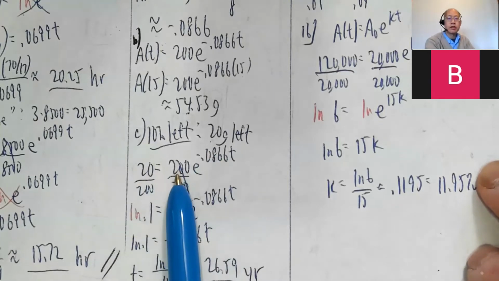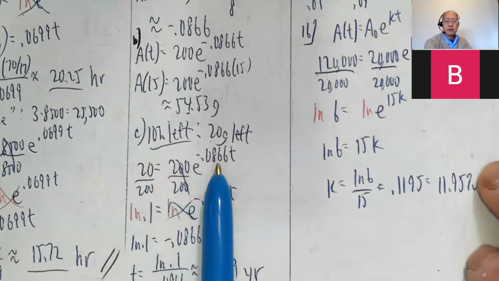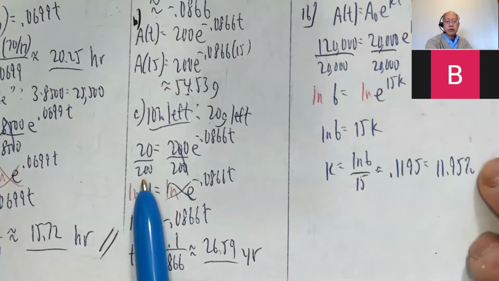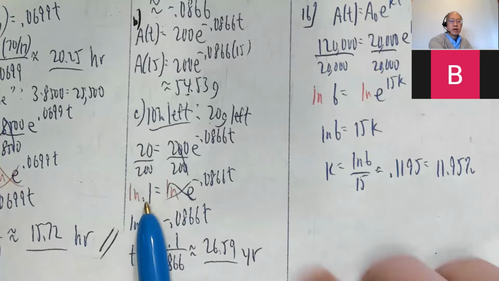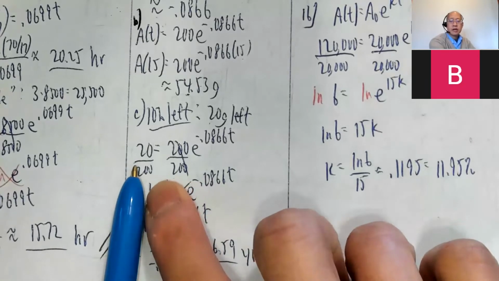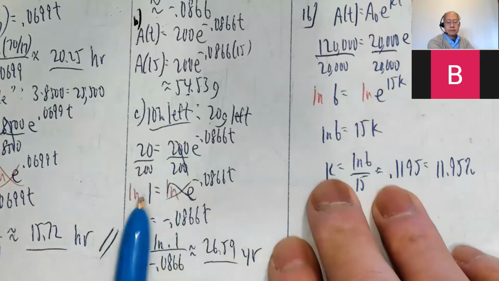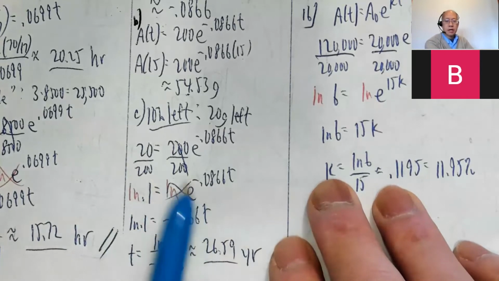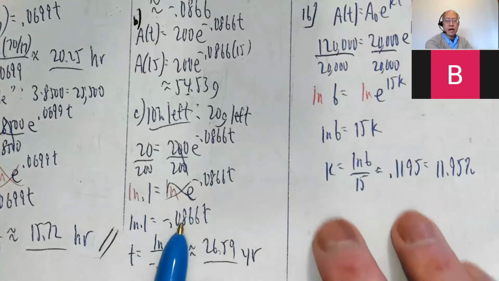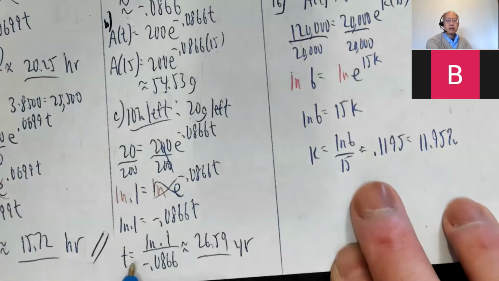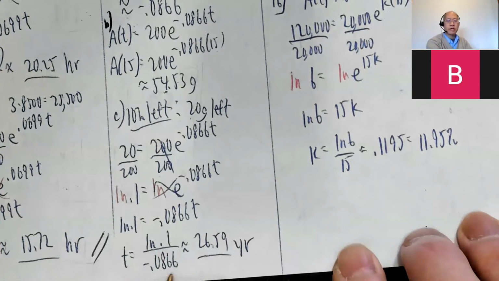So 20 equals 200 e to the negative 0.0866 t. Divide both sides by 200. 20 divided by 200 is 0.1. So 0.1 equals e to the negative 0.0866 t. How do I get rid of e? ln. After a while, it's the same stuff. It cancels out. ln 0.1 is that. Divide both sides by negative 0.0866, and I have my answer. So t is the natural log of 0.1 over negative 0.0866. Evidently, it's about 26.59 years.